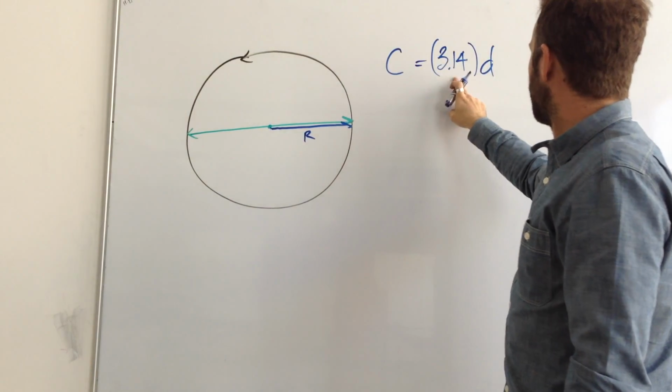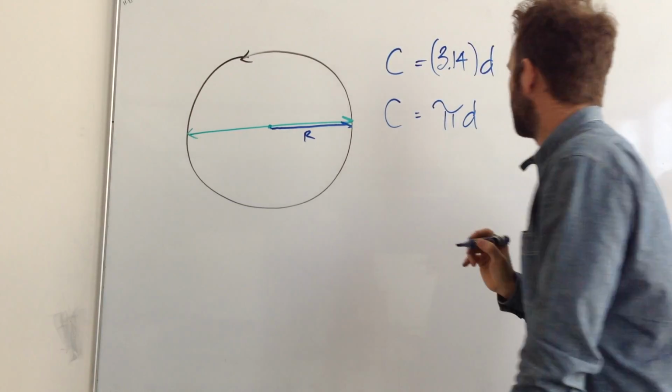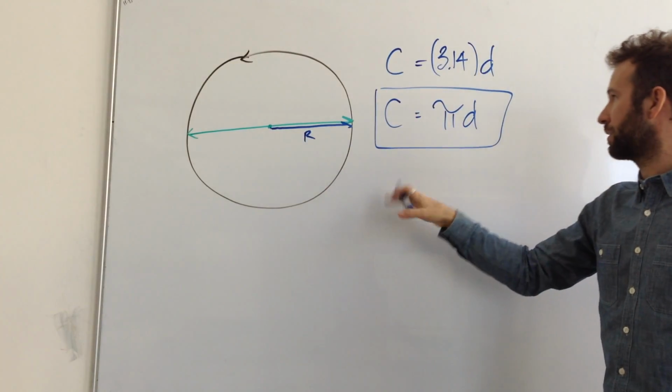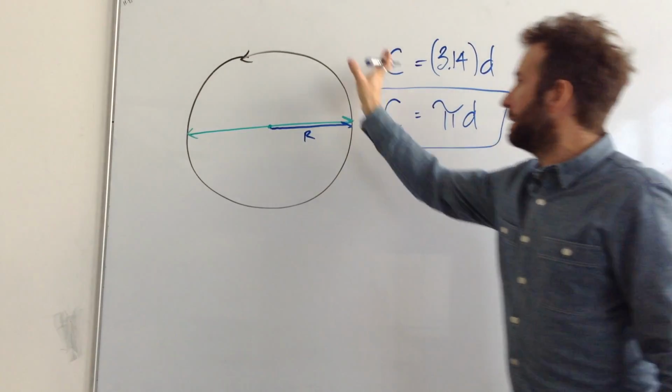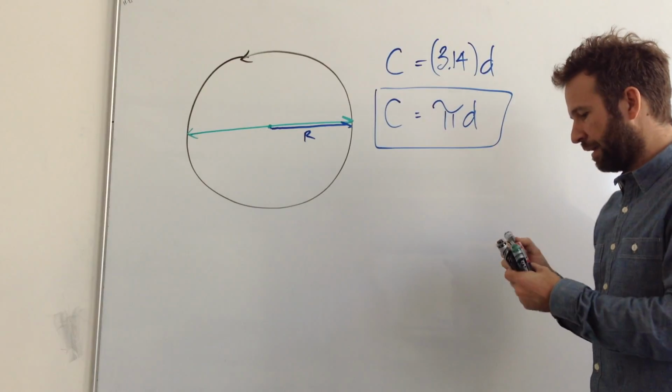Now here it is written as a number. More traditionally, you would see it written this way. So this little formula here, that the circumference of the circle is equal to pi times the diameter, is one way to get the distance around the outside, if you have that diameter information.